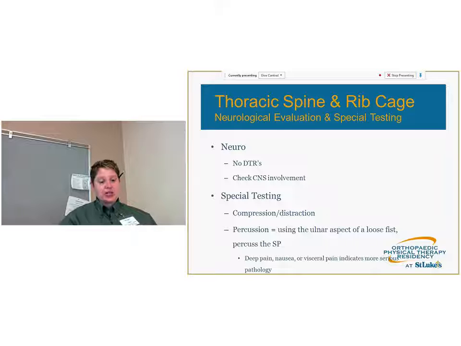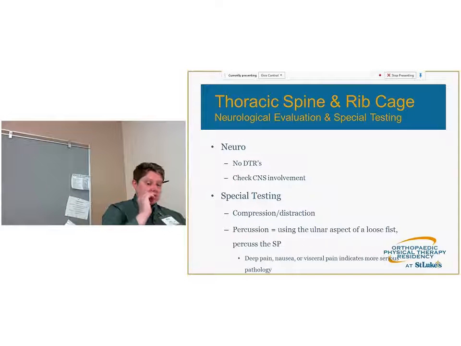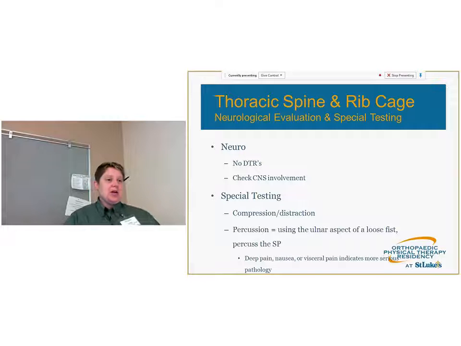And a percussion test, you're using the ulnar aspect of a loose fist, and it is just a light tap on each spinous process as you go down the spine. Again, not expecting that to be painful, possibly uncomfortable if there is a joint dysfunction or irritation of the surrounding tissues. But if they have complaints of deep pain, nausea, or any visceral pain, you need to refer them out because that's indicative of serious pathology.